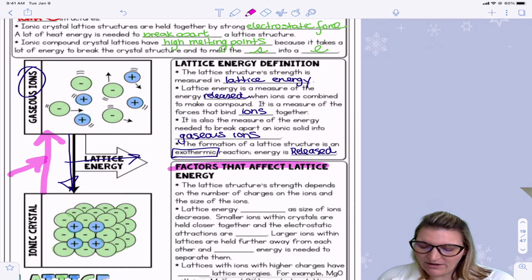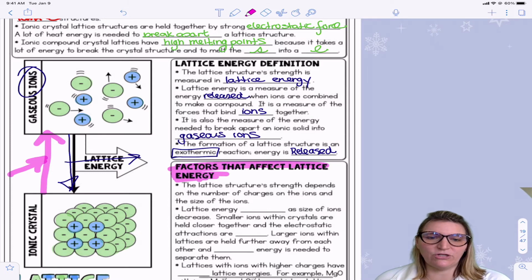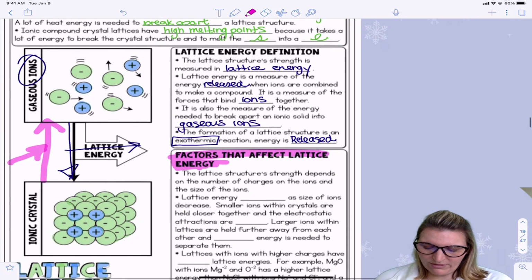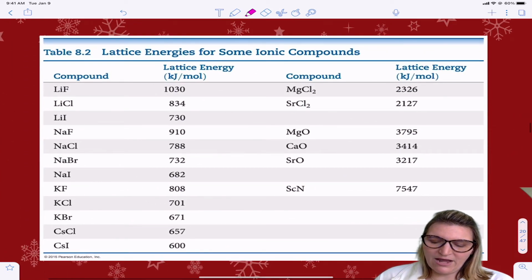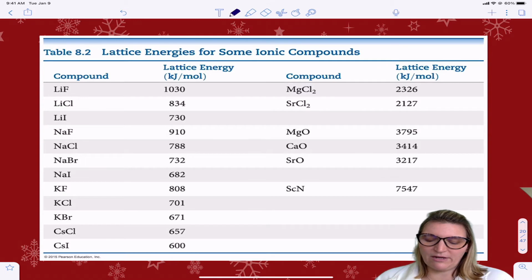And there's many factors that can affect lattice energy. Before we go into the specifics, I want us to take a look at the table on the next page. This looks at the lattice energy of some different ionic compounds. And remember what lattice energy is: the energy needed to break it apart.